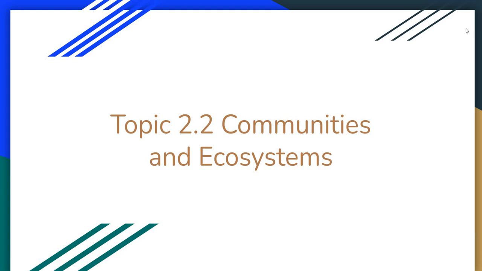Topic 2.2, communities and ecosystems. So I want to introduce you to a very important word in biology and environmental systems. The word is trophic, and it refers to energy. So we tend to think about things as organisms and plants, animals, so forth. But really, what we're looking at is energy and the movement of energy.